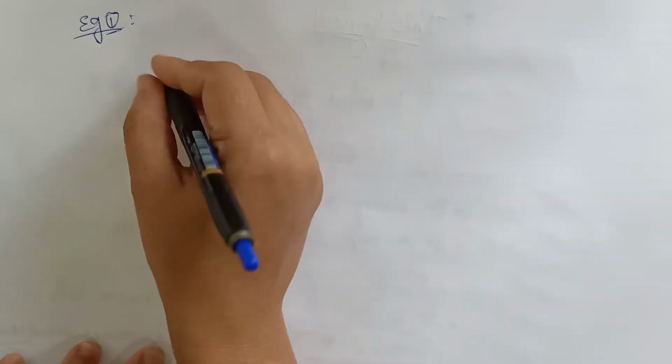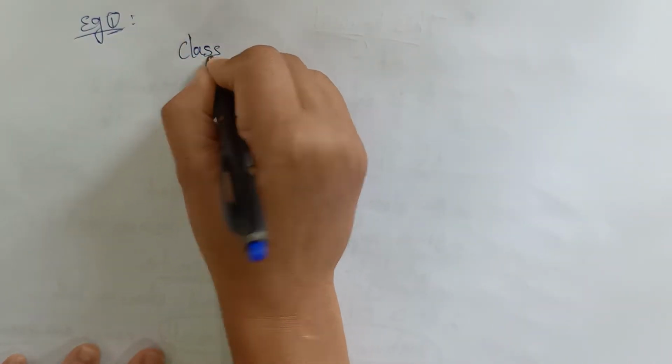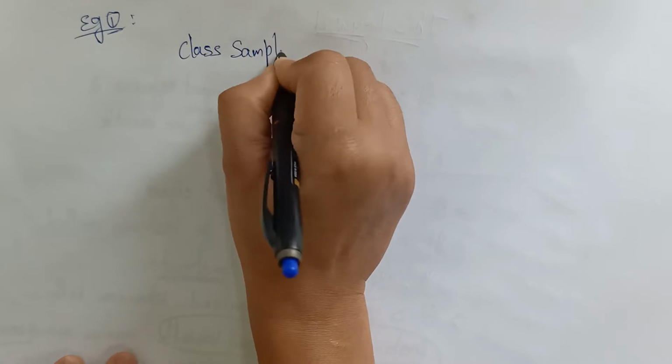So let me explain with examples. Let me take example 1. I'll explain with different examples, so you know when the this keyword is implicitly called and when you need to mention it explicitly. Class Sample is my class name.